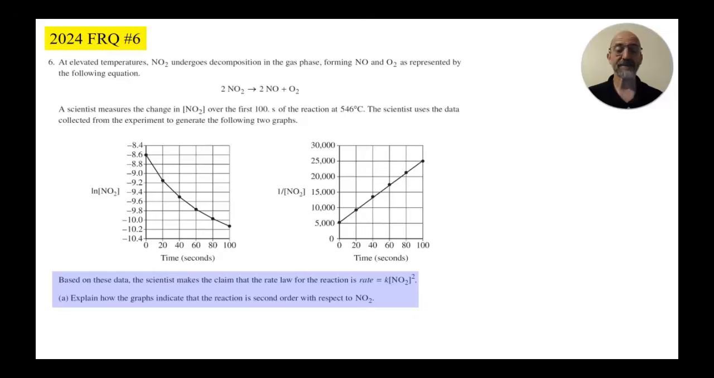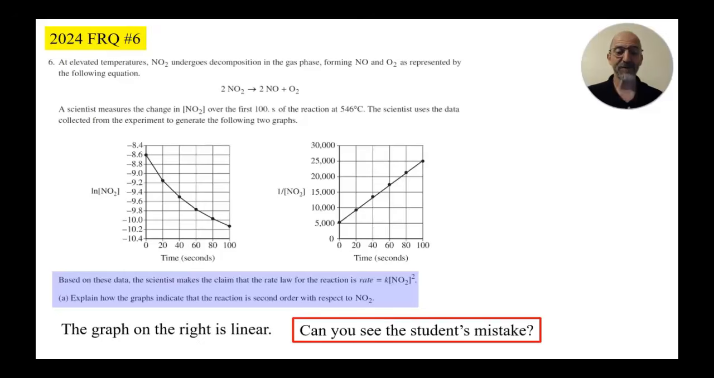Here is another example of a student answer that is too vague and not specific. This is what they said. Well, the graph on the right is linear. No, that would not be enough to earn the point. The graph on the right is linear. Well, what are you talking about? Why is it second order?